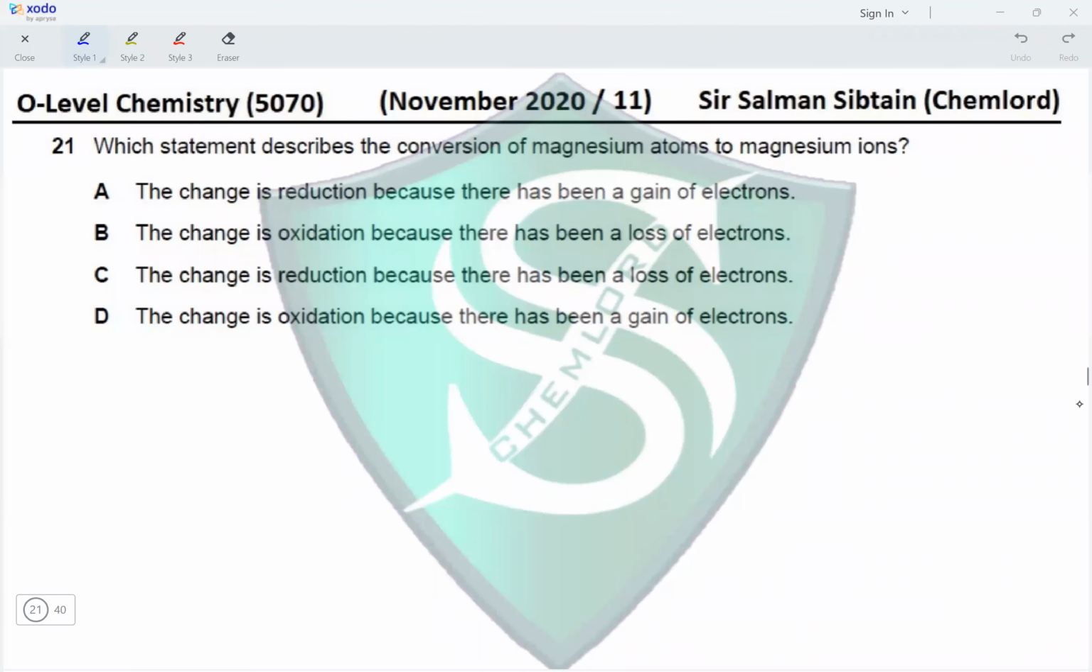Hi guys, this is O-Level Chemistry, paper 11, November 2020, question 21. Which statement describes the conversion of magnesium atoms to magnesium ions? If we have magnesium atoms and they are converted into magnesium ions, the charge on the magnesium ion is 2 positive. That means 2 electrons have been lost, which means oxidation is taking place. So they have asked us to describe this based on the statements that they have given.